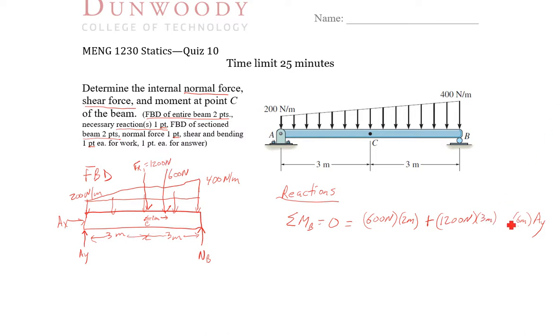So we get negative 6 meters Y. This is 1200, this is 3600, so AY equals 1200, 3600, pulling this one around the other side, so we get 4800 newton meters divided by 6 meters, so we get 800 newtons. Got that bit. And then I'll do the sum of the forces in the X direction, 0, so we have AX equals 0. It's our other reaction. Alright, so I've got my reactions.